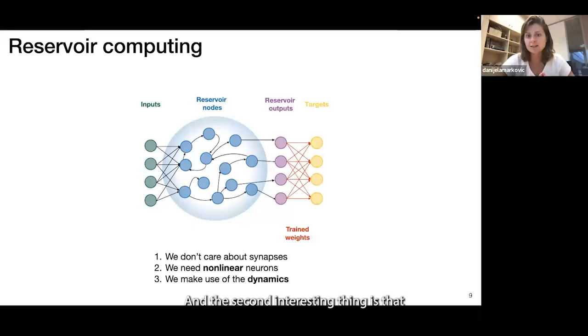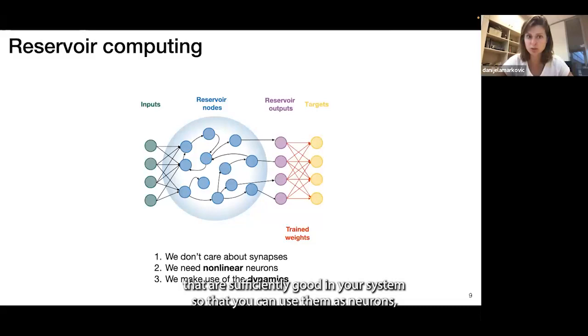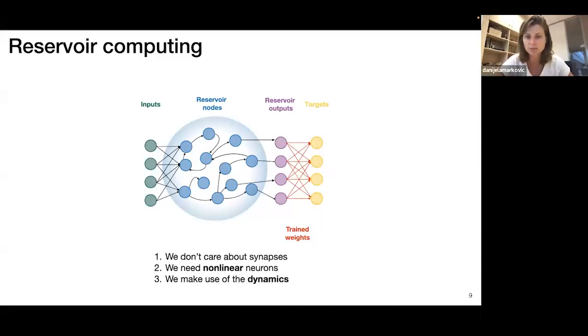And the second interesting thing is that you don't train anything inside of the reservoir. So when you start working with a new physical system, it's very nice to start with the reservoir, because it tells you if you have nonlinearity, if you have memory that are sufficiently good in your system so that you can use them as neurons, but you don't have to bother yet with finding a way to train it.